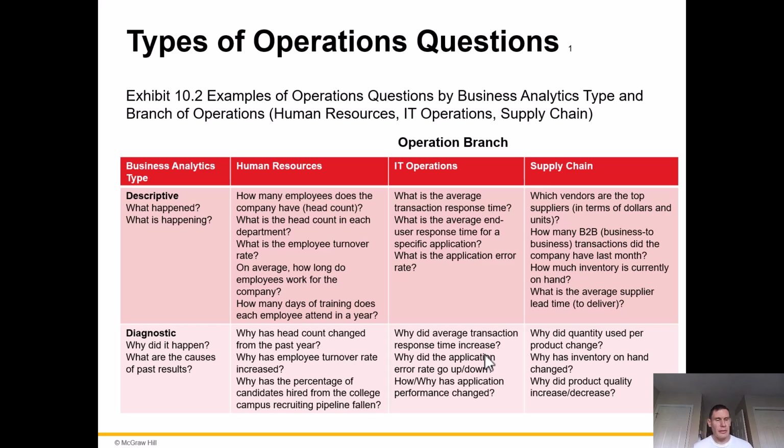For diagnostic, again, that's kind of speaking to the like, why did it happen? A human resources sort of focus question could be, why has headcount changed from the past year? An IT operations question could be, why did average transaction response time increase? And a supply chain question could be, why did quantity used product change?